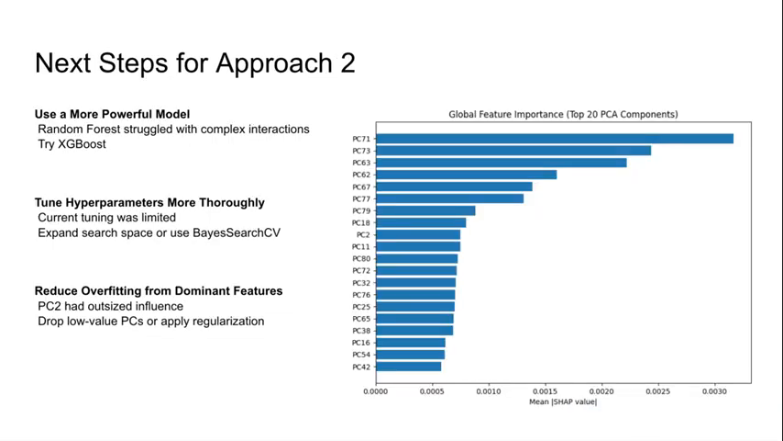So, I planned three specific improvements for my second approach. I wanted to try a more powerful model, like XGBoost, to better handle complex interactions. I also wanted to tune hyperparameters more thoroughly with Bayes search cross validation, and I wanted to reduce overfitting from dominant principal components by removing low-value features or using regularization.